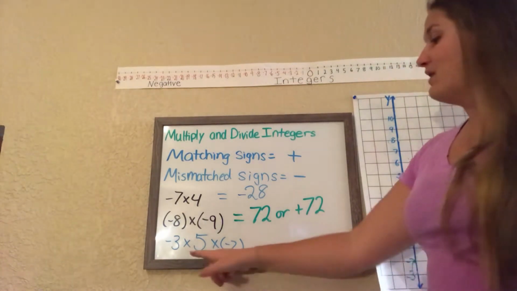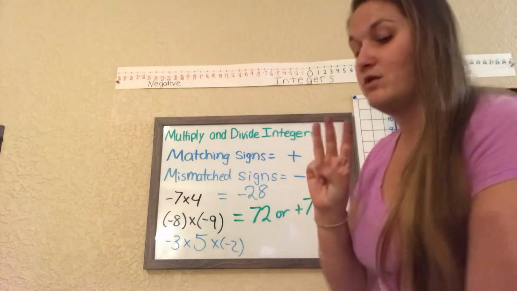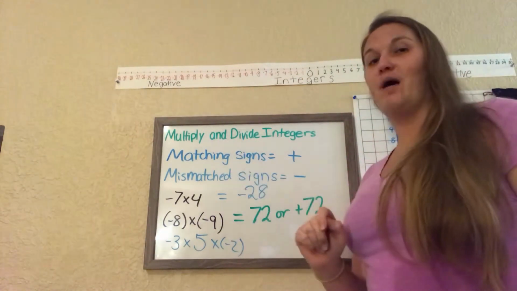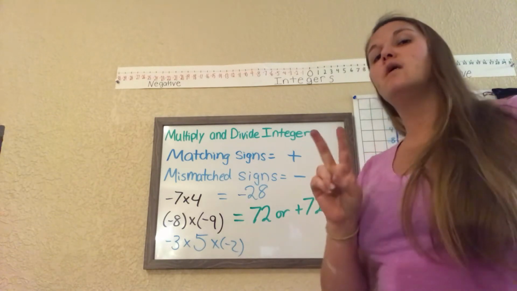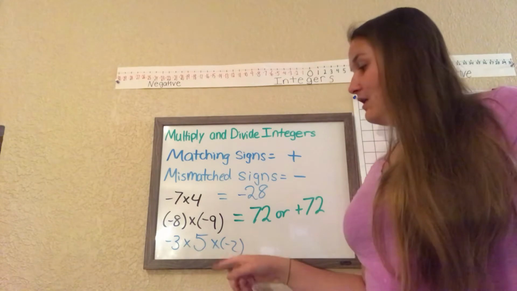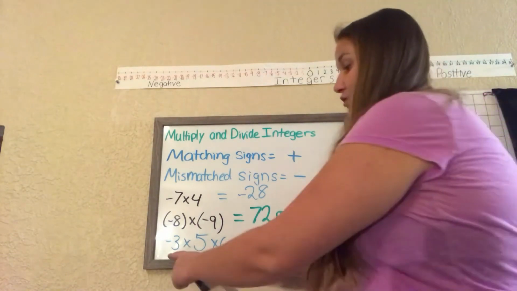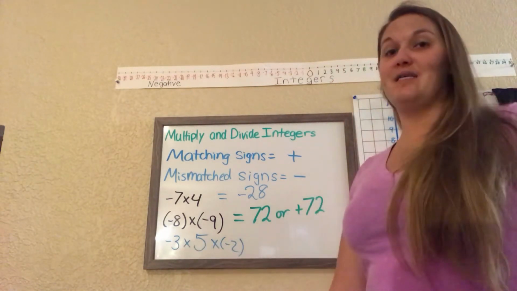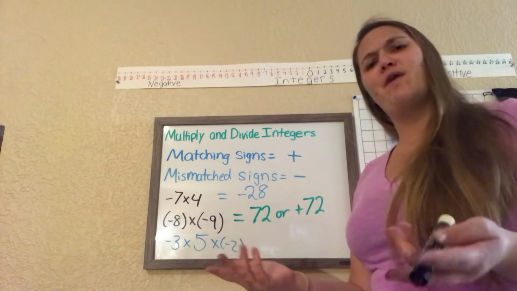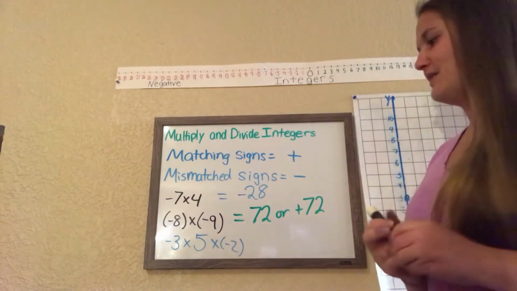All right, now at the bottom, I gave an example where there's 3 different numbers, not 2. These rules that I gave you helped you when you only had 2 numbers. So how can I do this, okay? They're not all matching. They're not all mismatched. I have 2 negatives that match, and I have a positive that's mismatched. So what rule do I follow? One step at a time, my friends.